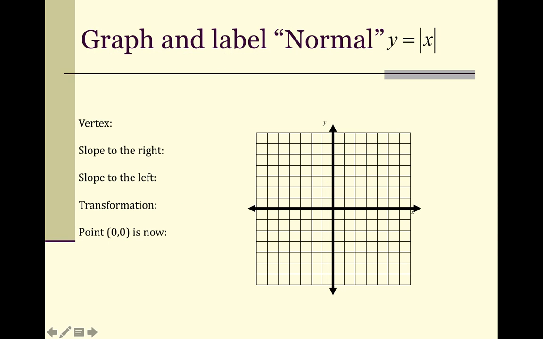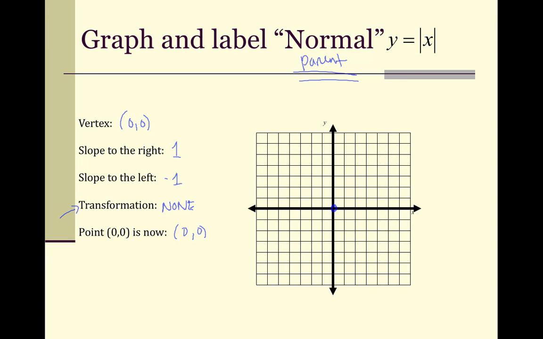Let's look at this. So if we're going to graph this, I know we just did this several times, graph the normal, right? Sometimes called the parent function. This is what we're going to transform from. So my vertex is at 0, 0. My slope to the right is 1. My slope to the left is -1. My transformations, right now there's none. That point 0, 0 is still at 0, 0. We're looking at the transformations of this specific point, right? And what's happening. And that's like the center point.